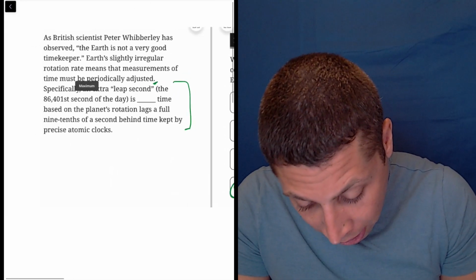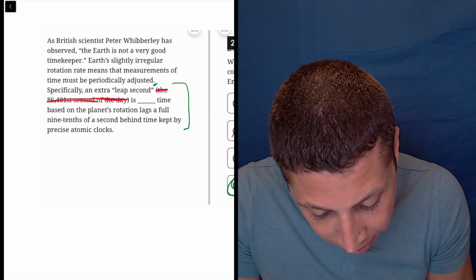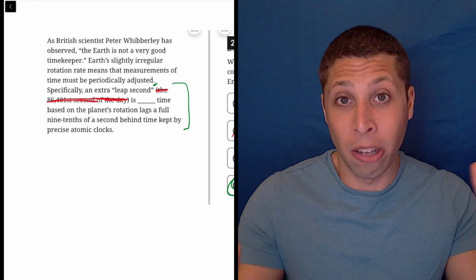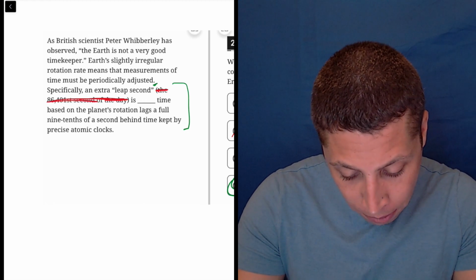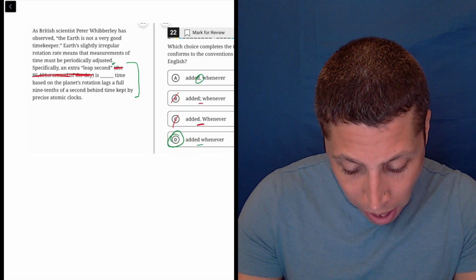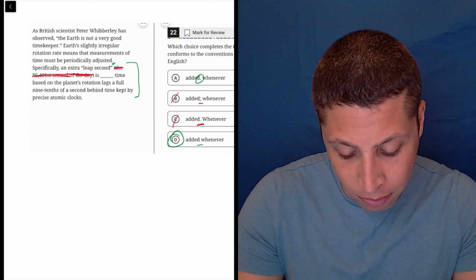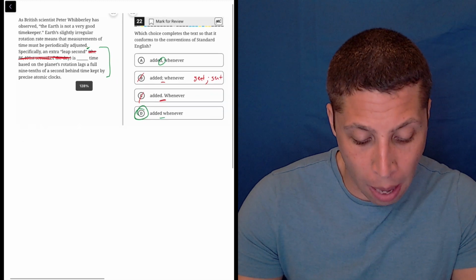And if it helps you, do what I just did, right? Cross out this piece in parentheses. It's not going to affect the punctuation of the sentence. Just pretend it's not there. It's literally a parenthetical. It's extra information. So we can cross it out. An extra leap second is added whenever time based on the planet's rotation lags a full 9/10 of a second. So yeah, it's just a continuous thought. Choice D, no reason for a comma.